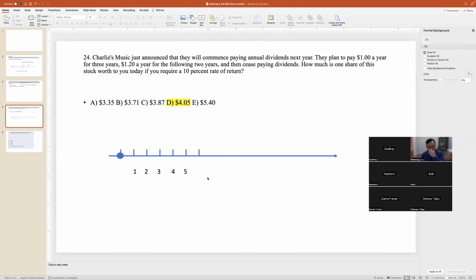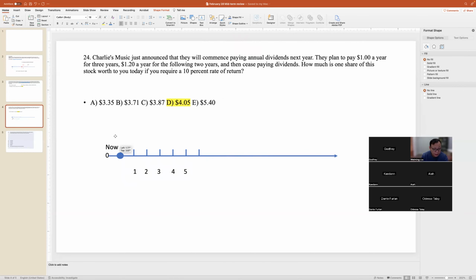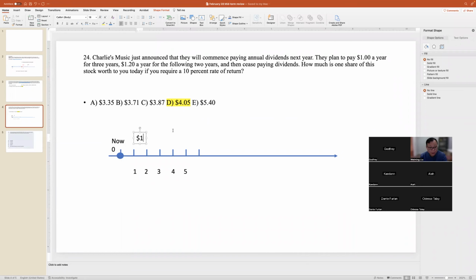Okay. So we learned that this is year 0. This is now, right? Then year 1, year 2, year 3. They just announced they will commence paying annual dividends next year. So starting from which year? Year 1 or year 2? So starting from year 1, right? They just announced. Thank you, Godfrey.